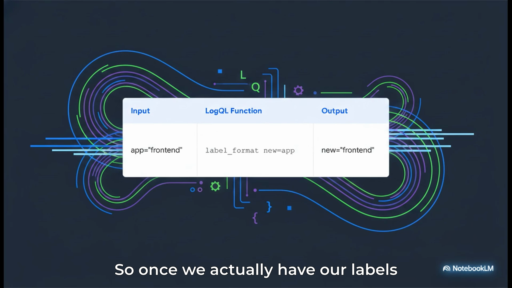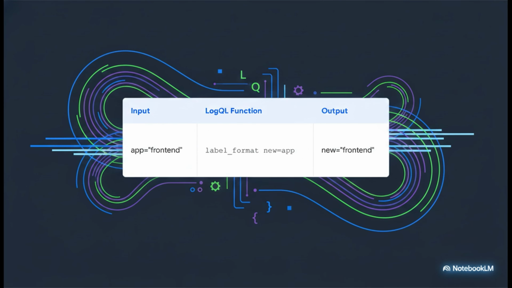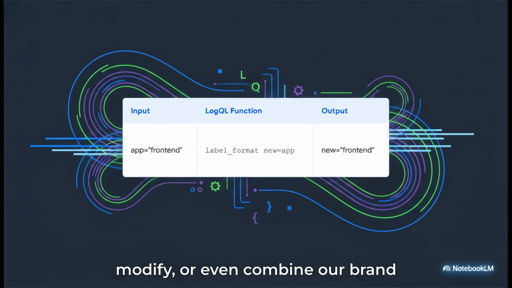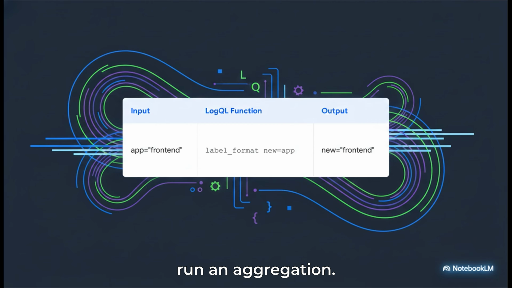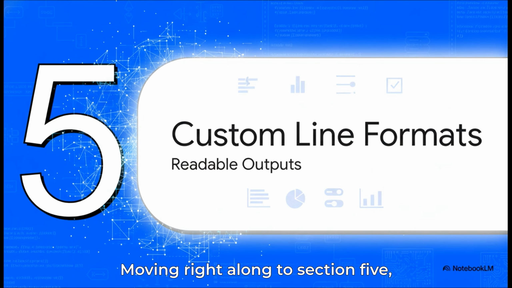All right, Section 4, reshaping with label format and how we modify those extracted labels. So once we actually have our labels extracted, we pretty much always need a way to refine them, right? That's where the label_format expression comes in. It lets us effortlessly rename, modify, or even combine our brand new labels right there in the pipeline. This is an absolute lifesaver when you need to resolve conflicting field names or merge a few categories together before you run an aggregation.